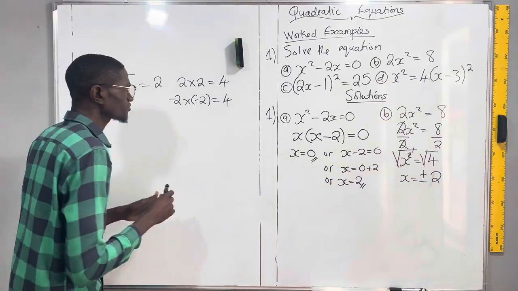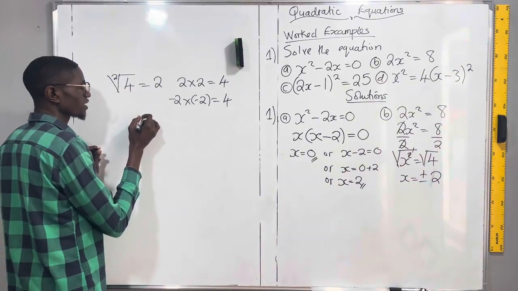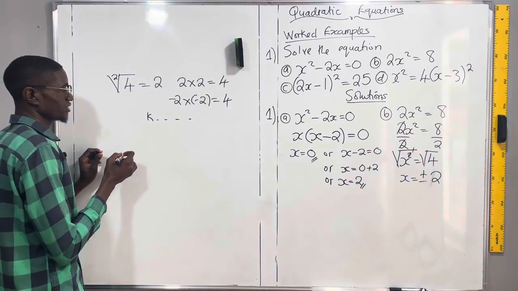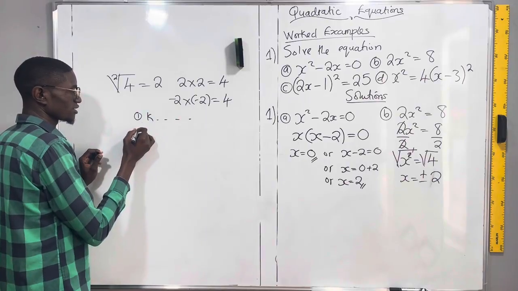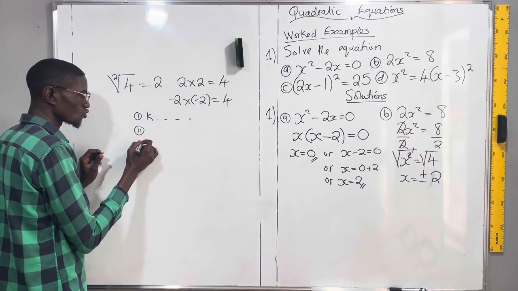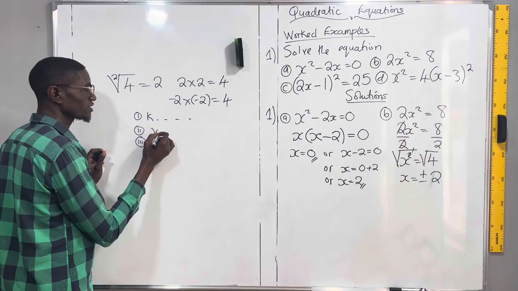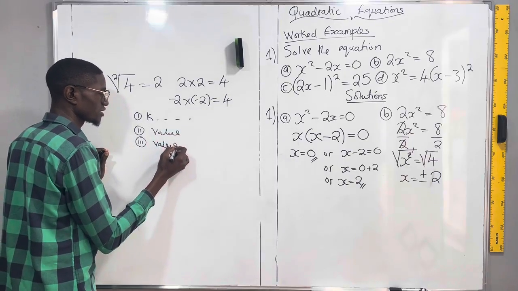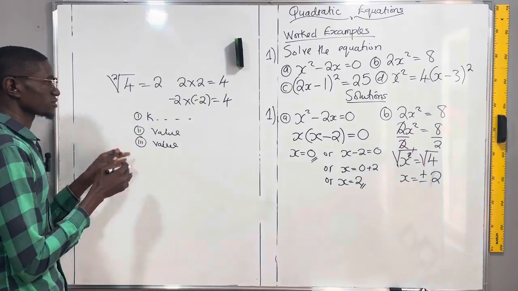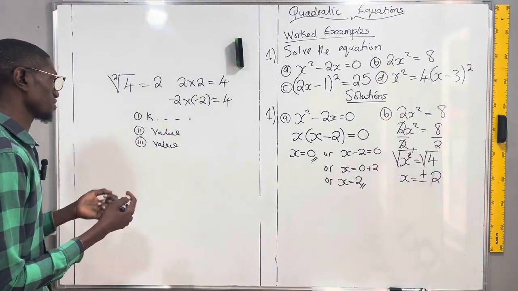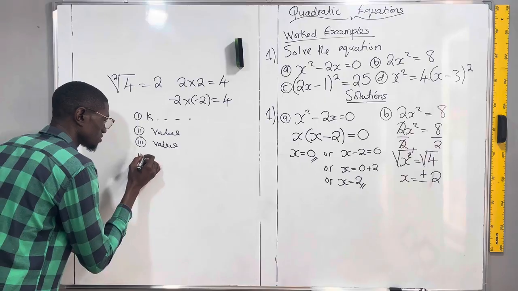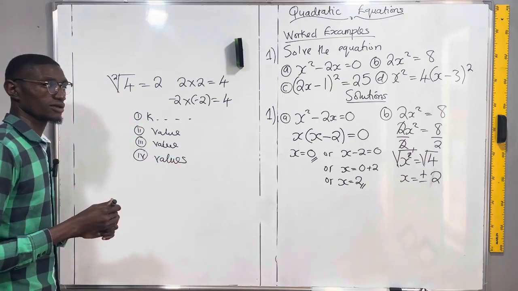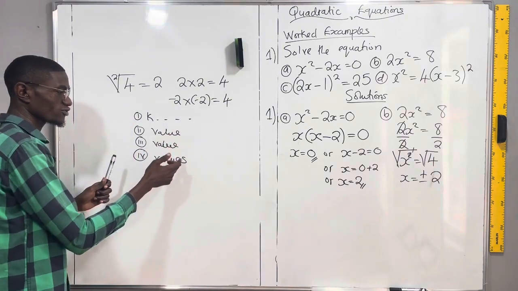Variation. The first question usually they'll ask you to find the value of k, the constant of variation, and then the second one, the next two questions, they'll ask you to find the value, just value. Find the value given that if x is equal to this, y is equal to this, find the value of something. And then the last question, they will say find the values. Here they will say values.